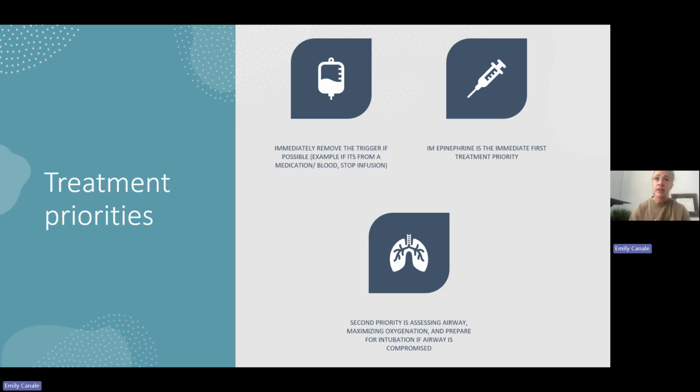But epinephrine in general is just going to promote that bronchodilation. So it's helping the airway. It's going to relieve that respiratory distress that's happening. And it's also a vasoconstrictor. So it's going to aid in restoring blood pressure.